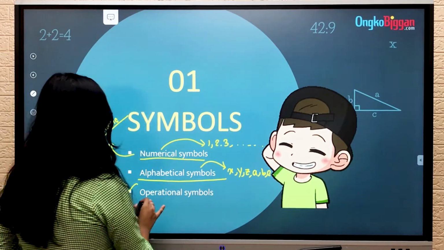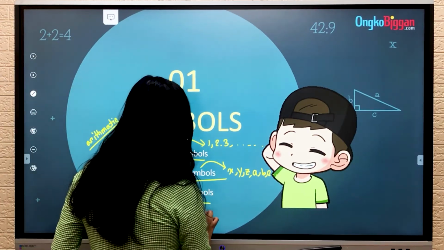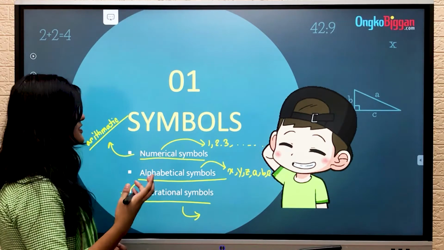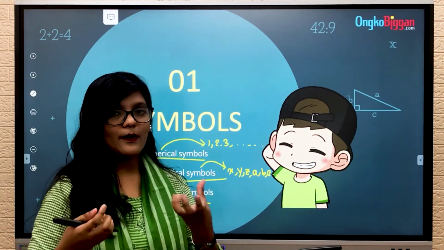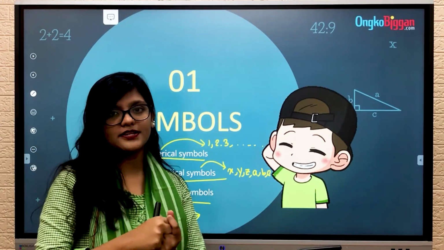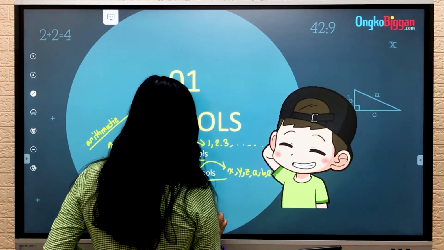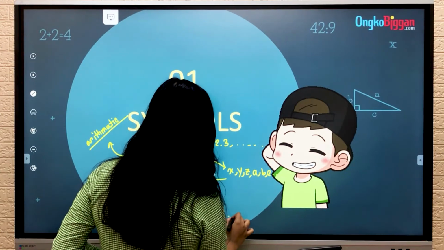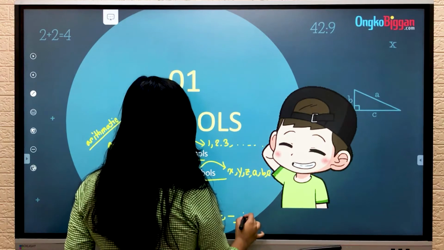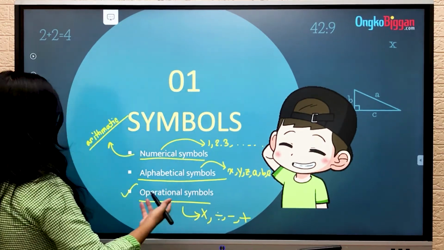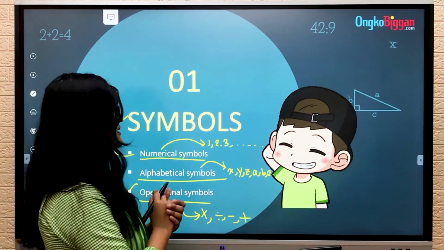Then operational symbols are basically the symbols which we need to do operation like addition, subtraction, multiplication, division: plus, minus, multiplication, division. So yes, these are about symbols.